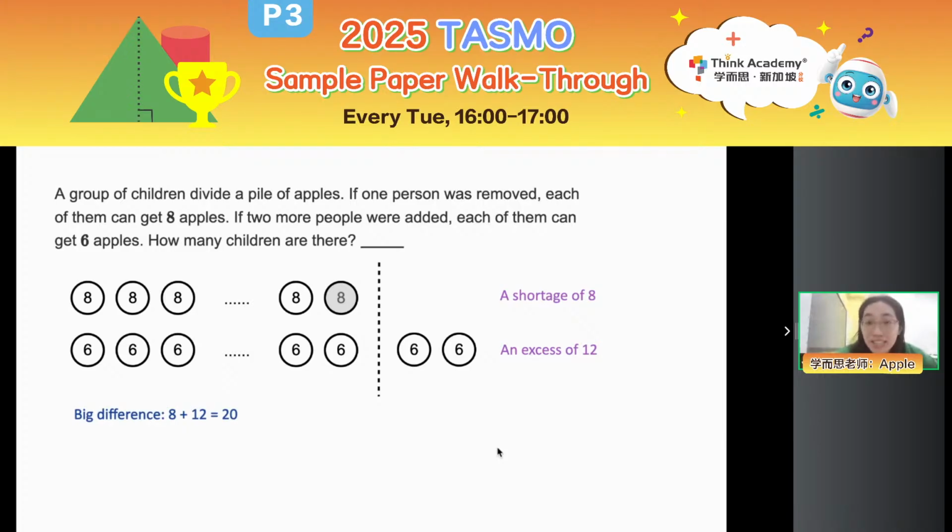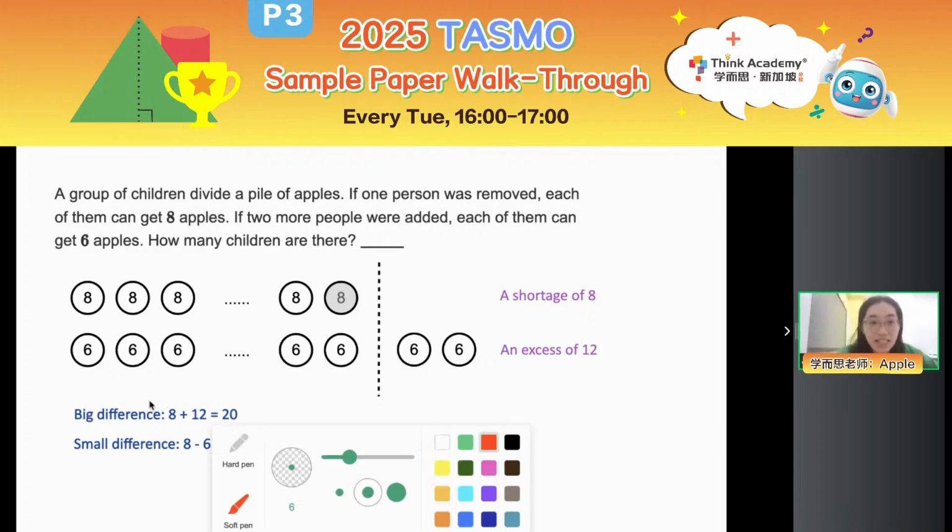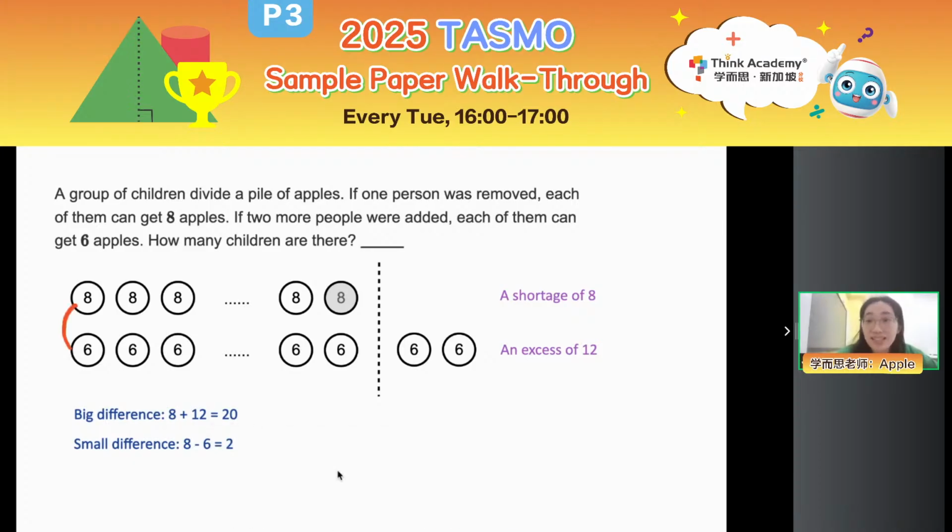How to get a big difference? That is due to the small difference. Well, you see that the difference between 8 and 6, that is 2, right? So following this, what is the number of groups? We have 20 divided by 2. So the answer is 10. How many children are there? So actually, you can just regard it as how many circles, okay, how many groups are there? So that is just 10.